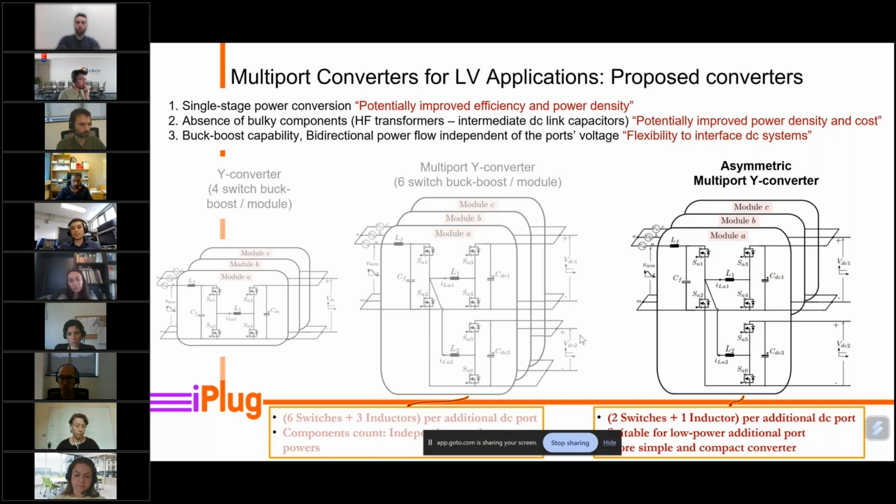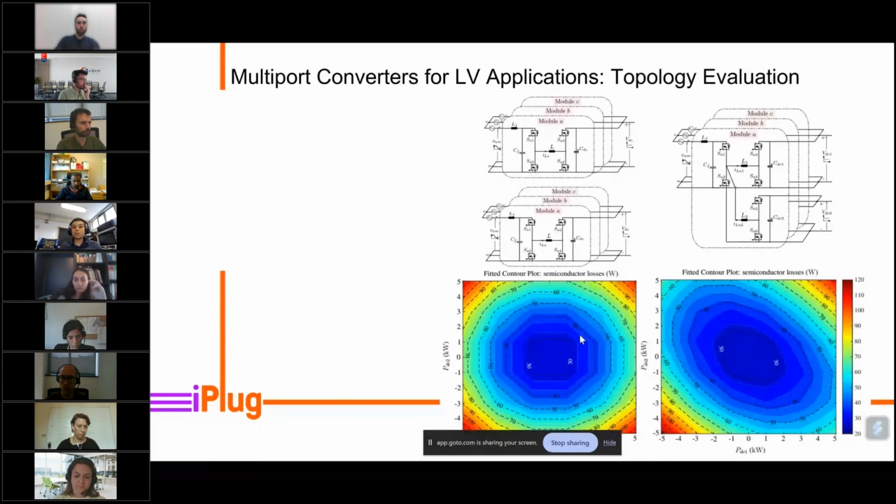And of course, this is more interesting as it leads to a simpler and more compact converter, but it's more convenient only if the additional port is at lower power. We have done a lot of detailed comparison to demonstrate the effectiveness of the multiport converter compared to the use of 2 separate converters. Here we evaluate the efficiency for the whole operating range if we have 2 DC ports operating at plus or minus 5 kilowatts.